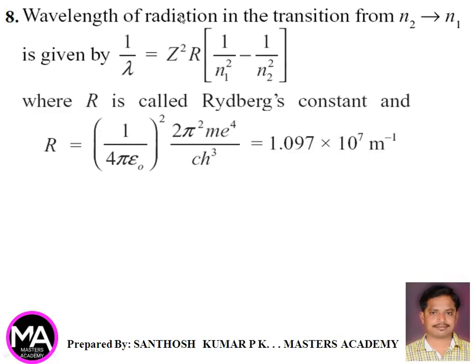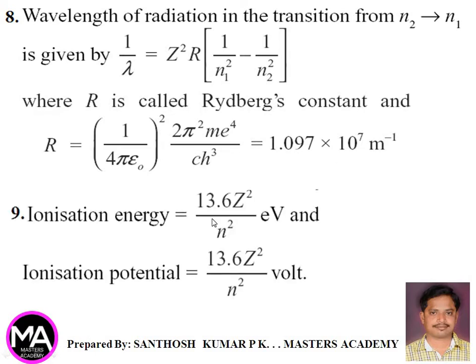Next formula, the wavelength of radiation in the transition from n2 to n1 is given by 1 by lambda equal to Z square R into 1 by n1 square minus 1 by n2 square, where R is known as the Rydberg constant and its value is 1.097 into 10 to the power of 7 per meter.